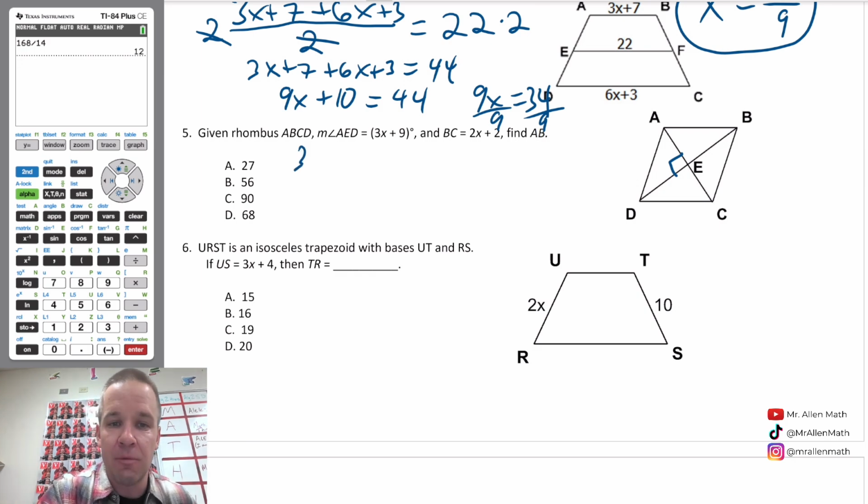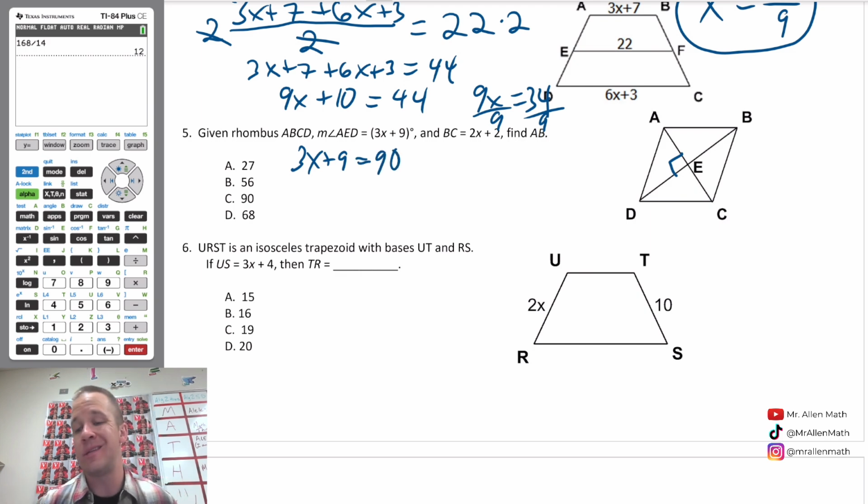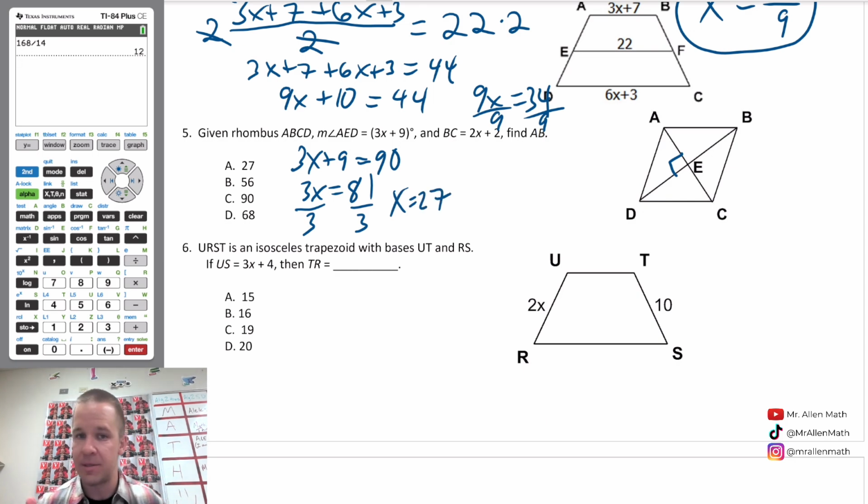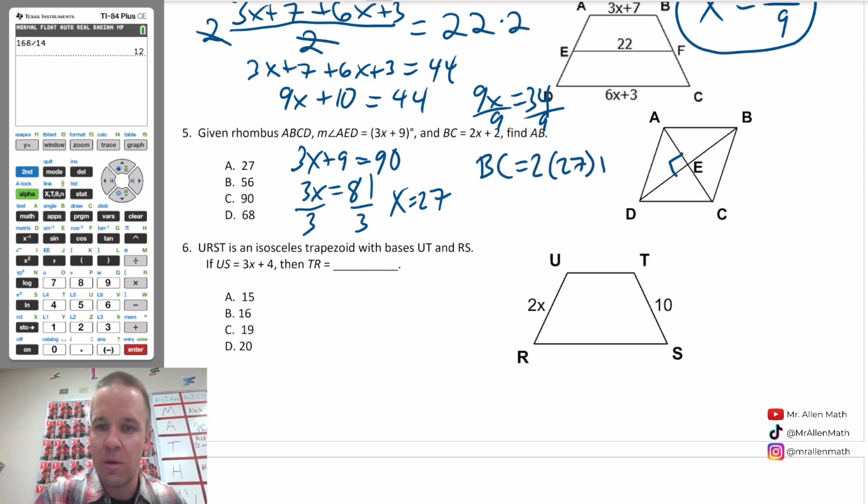All right. So I'm going to take 3x plus 9. I'm going to set that equal to 90 because a right angle is 90 degrees. And then I'll have 3x equals, if I subtract that, I get 81. If I divide by 3, I'm going to get x equals 27. That's not my answer though, right? Not my answer.